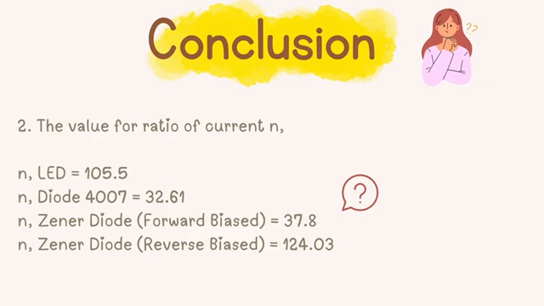The value for the ratio of current for the LED is 105.5. For diode 4007 it is 32.51. For the Zener diode in forward bias it is 37.8. For the Zener diode in reverse bias it is 124.03.